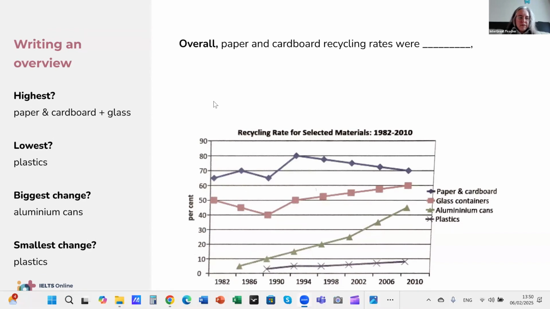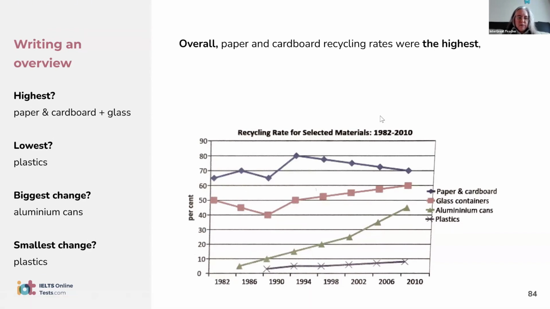Okay, so yep, I've got the highest here, and I see a few people put that in the chat box as well. So overall, paper and cardboard rates were the highest by glass containers. What could go in this gap? Yeah, a few people suggesting followed. Okay, you can see that's what we've got here. Good, well done.